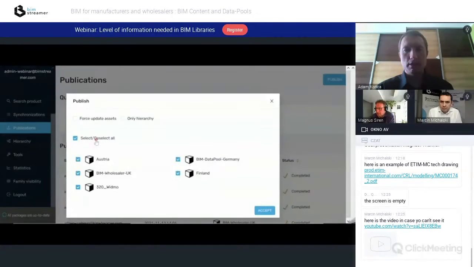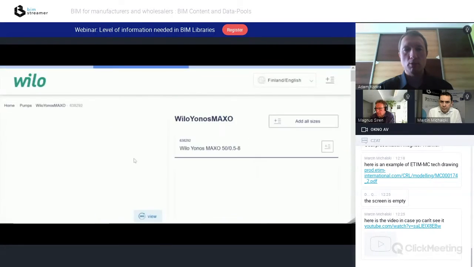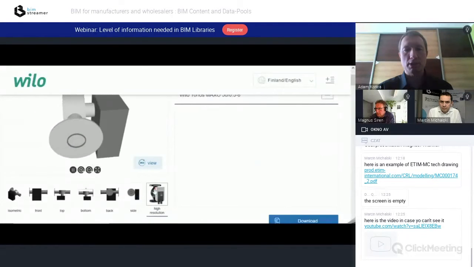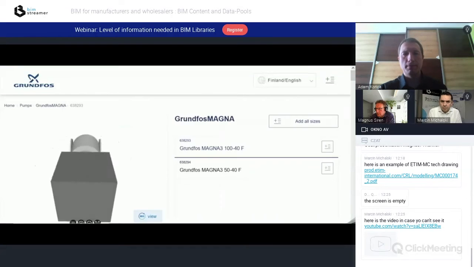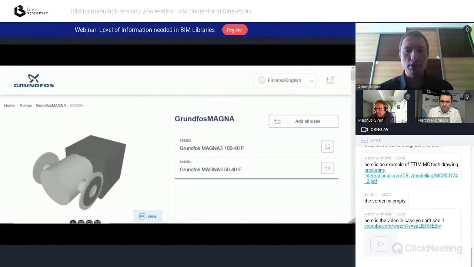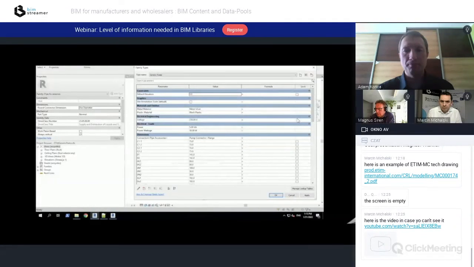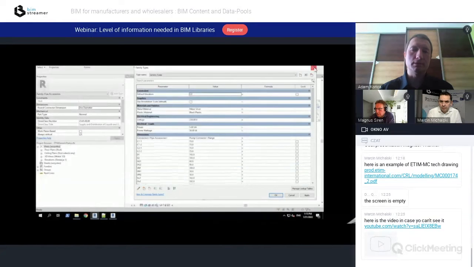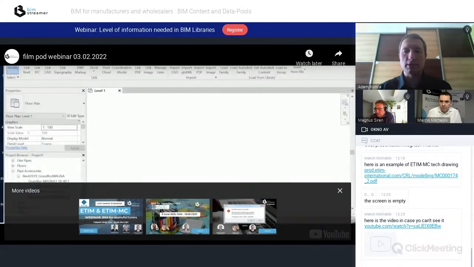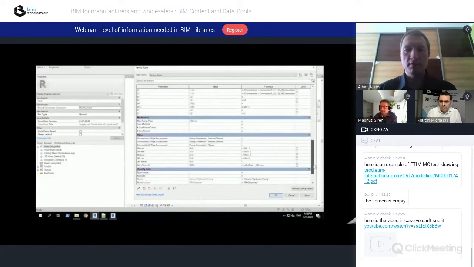In a moment, we are going to publish those data to web applications. Here are the web pages, and you can see the product representation on the web applications. And of course, the high resolution images, which you can see on the web application, are also taken from the data pool. As Magnus said, we can provide different assets. At the moment, we have opened the Revit file.